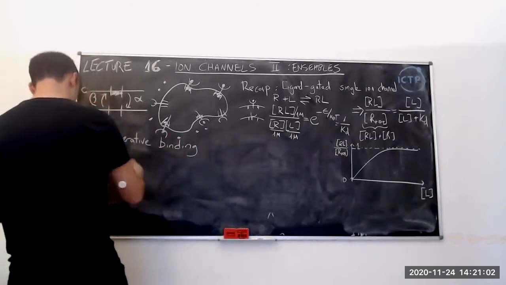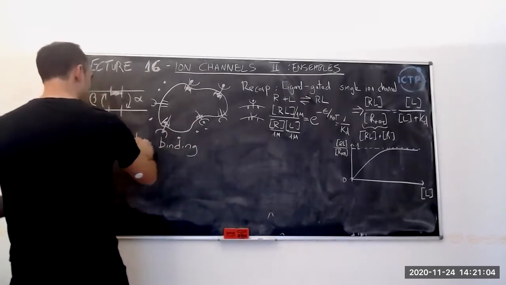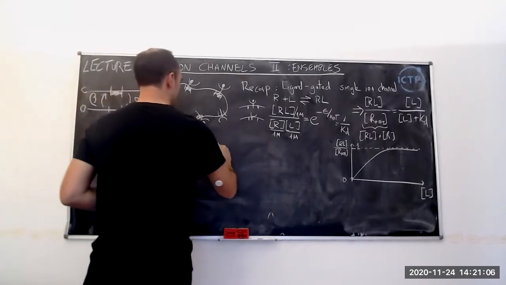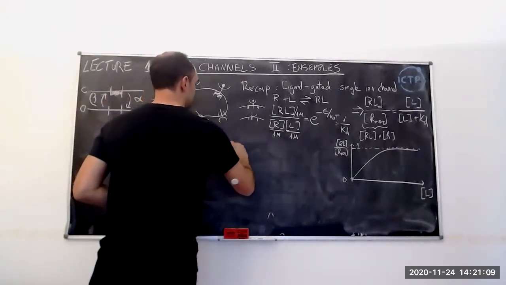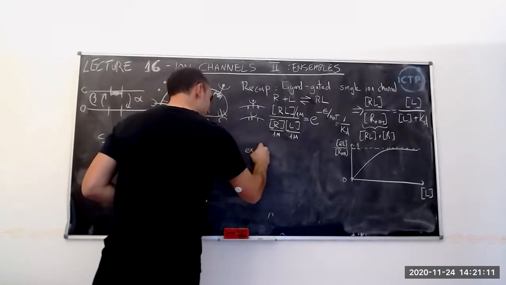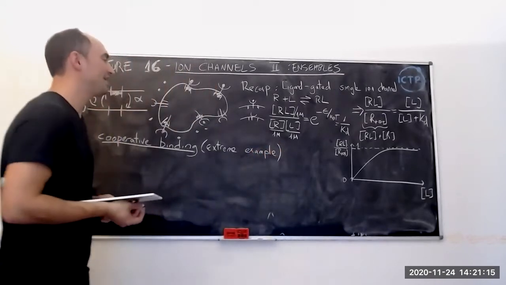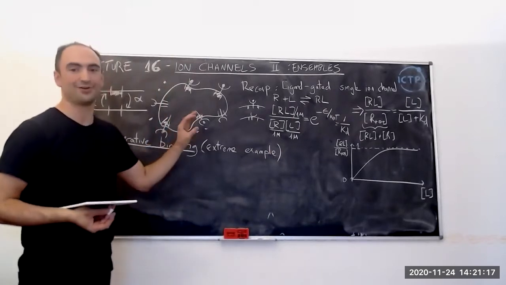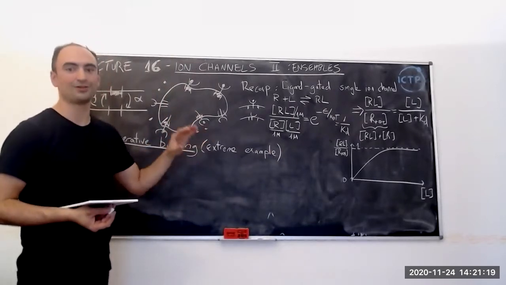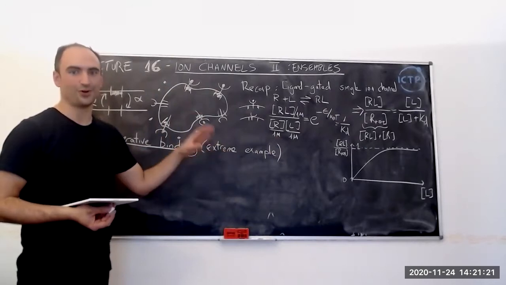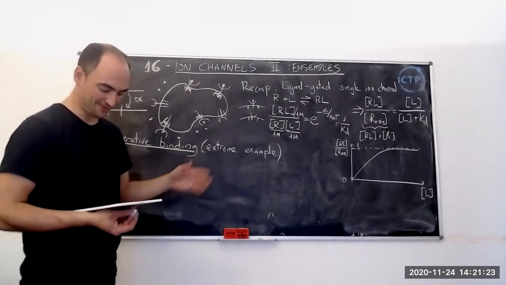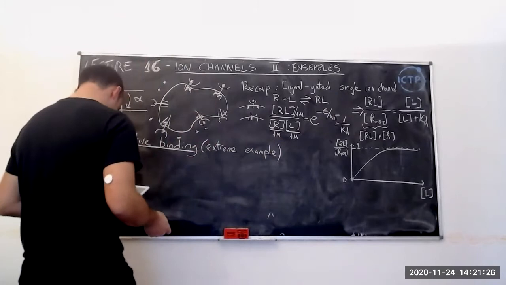Which will be the following. And I will take an extreme example. Why I'm saying extreme? I say extreme because I will say the following: either all of them are occupied or all of them are free. And what I would say is mainly the following.